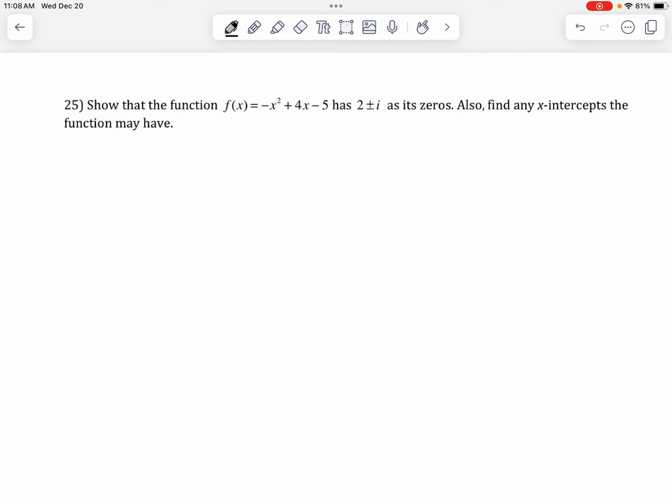Finding zeros of a polynomial. Well, for one thing, that means set it equal to 0 and then solve. The zeros are also sometimes called roots. Those are interchangeable, the zeros or the roots. So set it equal to 0 and then solve.